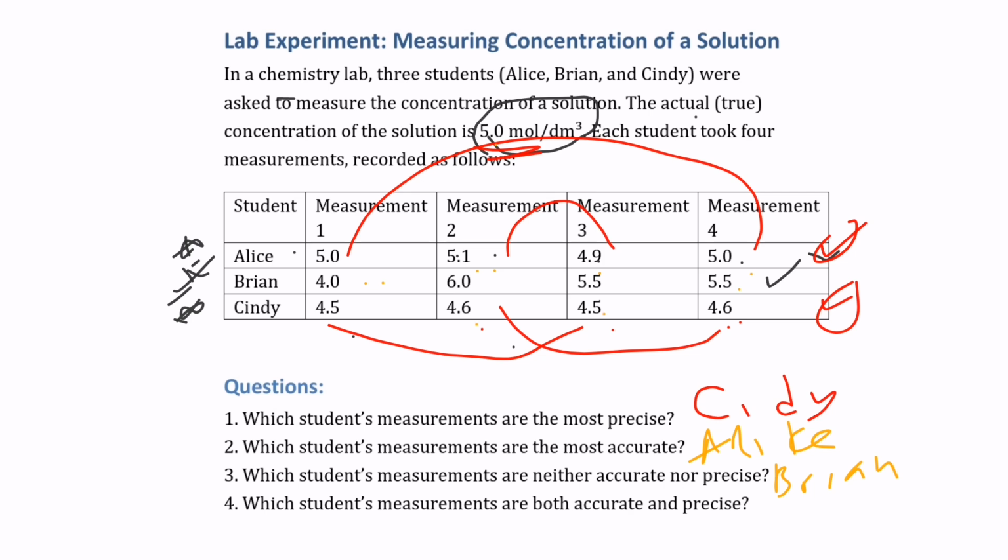So the final answer here should be what? Alice, because Alice is closer to each other and closer to what? To the true value. So the answer is Alice. Yes. That is the only thing which we need to know. Now, you can try to practice as many questions as possible. That is the only thing which you need to know on accurate and precise. So it is simple and easy.